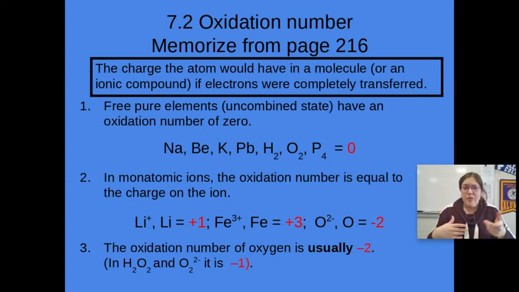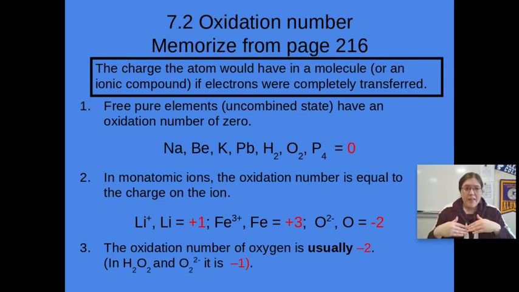So the first rule for assigning these oxidation numbers is that pure elements, right, in an uncombined state, so they have not bonded with very much yet, have an oxidation number of 0, right? So if I have just sodium, just beryllium, just potassium, if I have H2, O2, my diatomic molecules, right? Remember that as my nitrogen, my oxygen, my hydrogen, any of those halogens, group 17, those, for the most part, will have an oxidation number of 0.